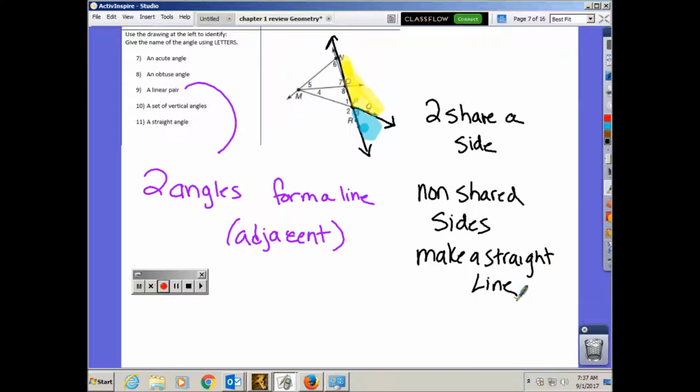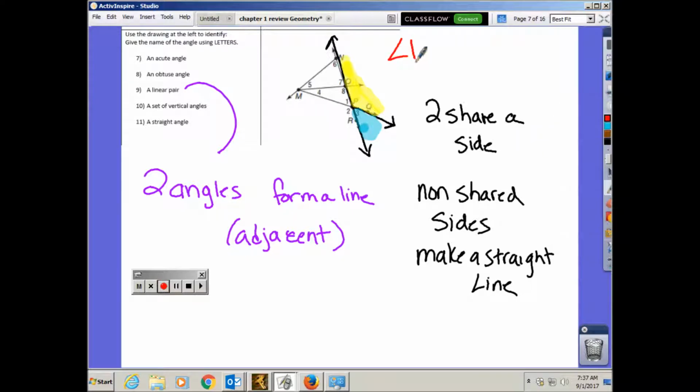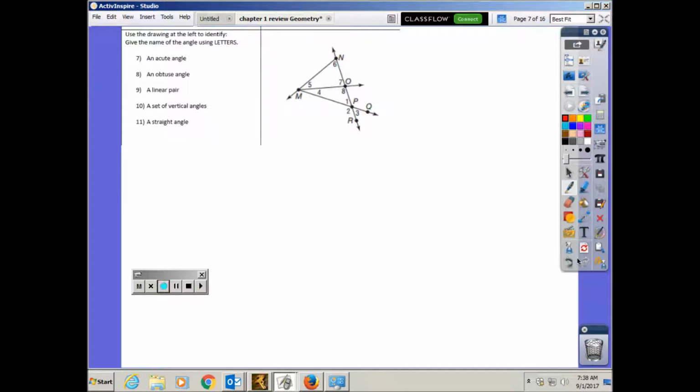So in this example, my linear pair, and I can call these lots of different things. I'm going to call this angle RPQ, and angle QPO. I also could have called it QPN. Okay? I'm going to do another linear pair.